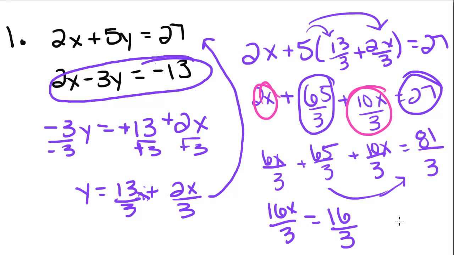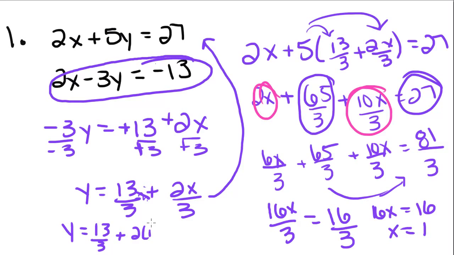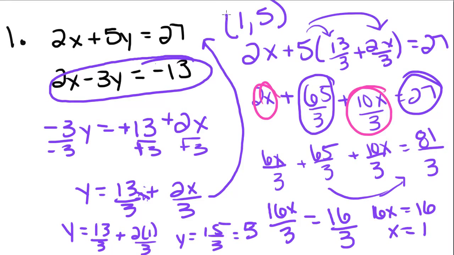If I multiply both sides by 3 to solve for x, I'm going to get 16x equals 16, so x equals 1. So we're going to plug 1 back into one of these equations to solve for y. So I'm going to plug 1 into the equation that's already solved for y. So y is equal to 13 over 3 plus 2 times 1 over 3. So y is equal to 13 over 3 plus 2 over 3, which gives me 15 over 3, or 5. So our solution for this problem is 1, 5.